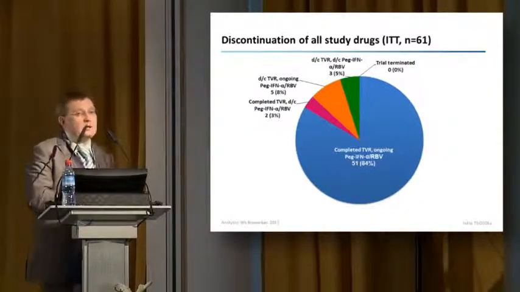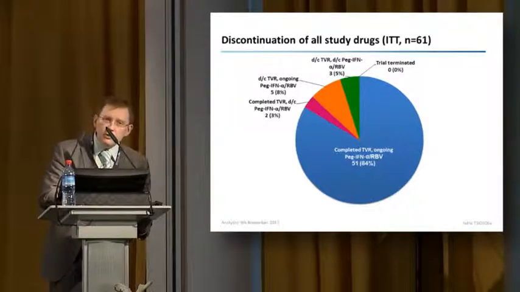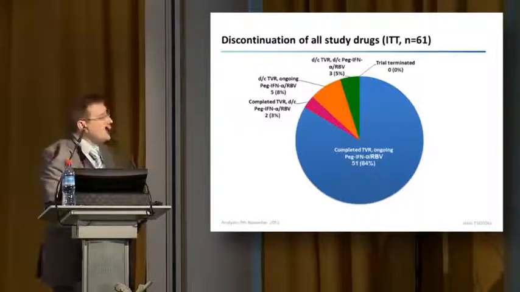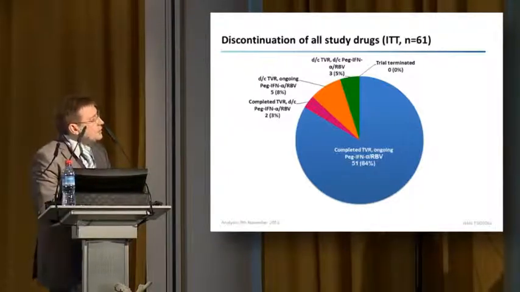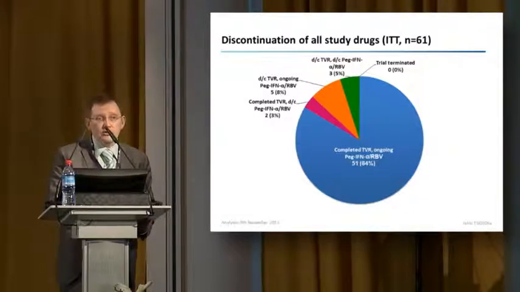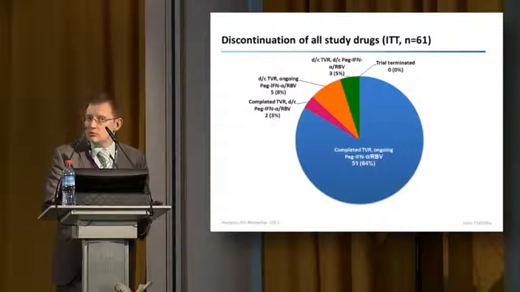How many patients discontinue treatment? This is a very important point, because as you remember the Q-peak data, a lot of patients can discontinue all drugs. But in this interim analysis, the majority of patients, 84%, completed 12 weeks of therapy with tenofovir, PEG and riba. This is a very, very good result, especially for F4, F3 patients.